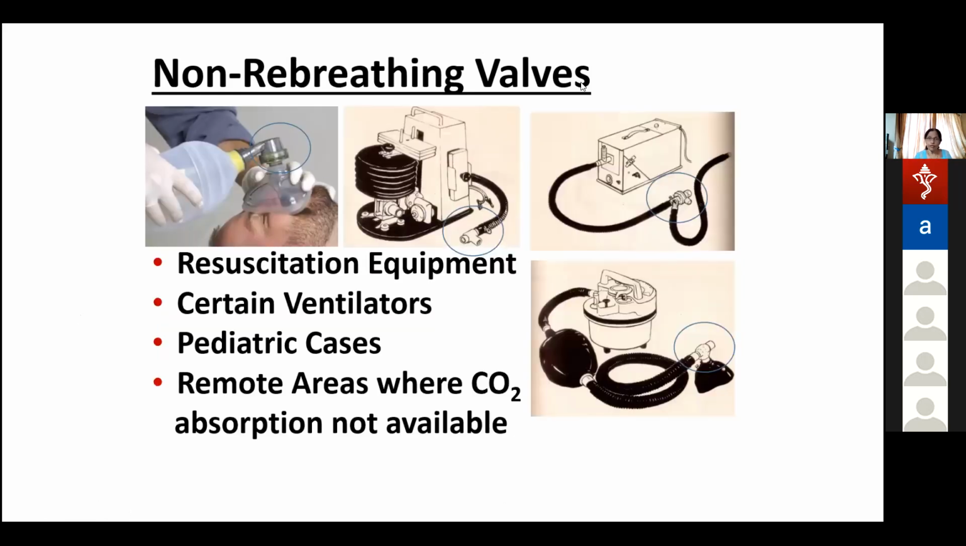Now, where do we use non-rebreathing valves? We use them for resuscitation, obviously you all know it. Certain ventilators use them. For example, this ventilator has an Ambu valve, this ventilator has a Rubin valve. Here I am using anesthesia, say a semi-open circuit with EMO. Can you see here my resuscitation bag is here, but my valve I have placed here near the patient. So I can use it in a remote area where CO2 absorption is not available. I can use a non-rebreathing valve and give anesthesia and avoid CO2.